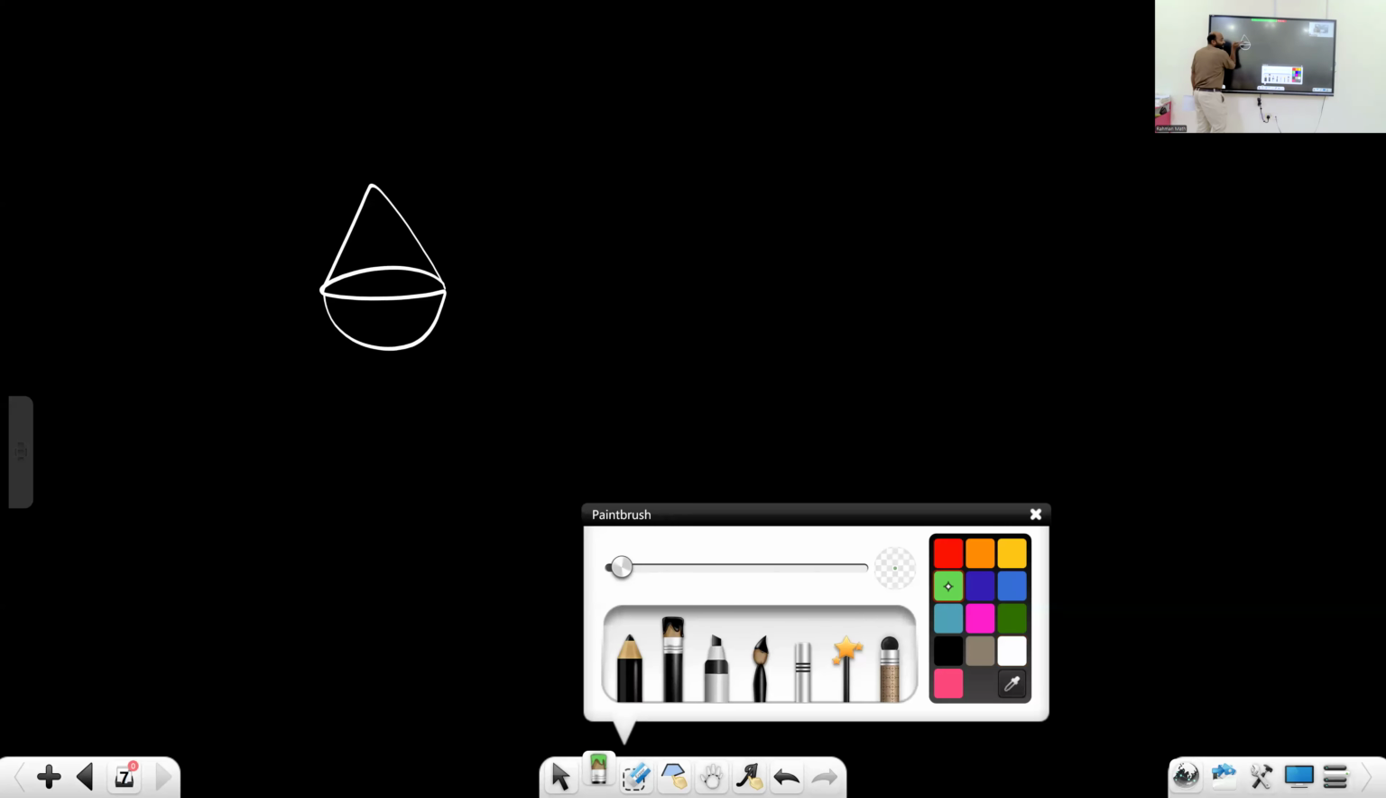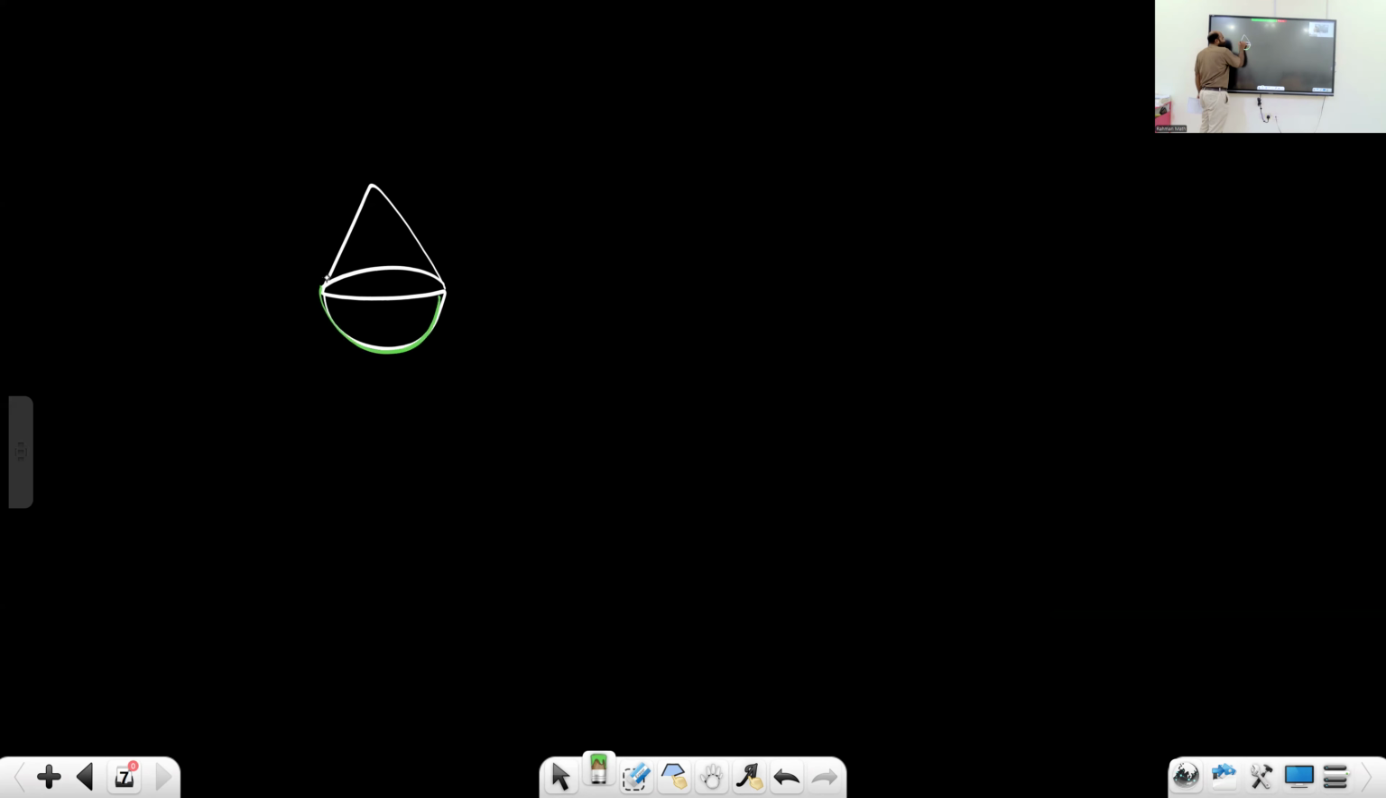Now, this is the solid: a hemisphere with a cone on the top. Surface areas are equal means, you can't take the inside part. You have to take only the curved surface area. This curved surface area is the same as this curved surface area. Read what they have given.